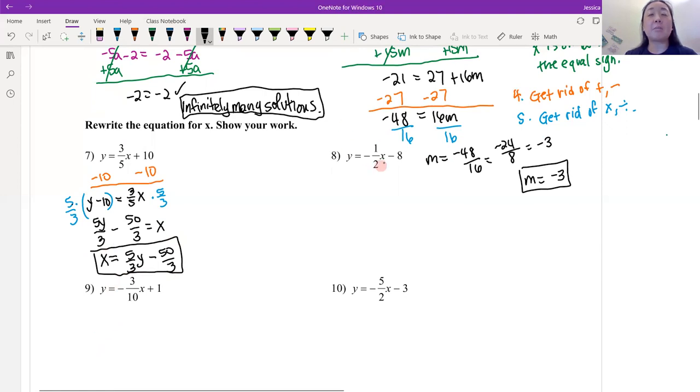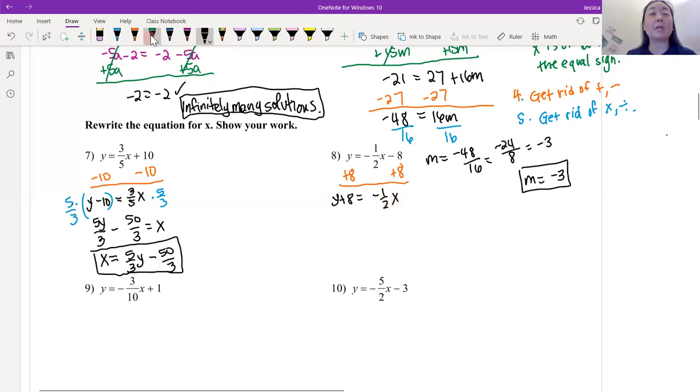So let's take a look at number 8. We're going to do 8 the same way we did number 7. And for number 9 and 10, I'll show you a different way to do that, but it's the same thing. We just break down the steps a little bit. So again, we're going to add 8 to both sides. We're getting rid of the plus or minus, just like how we did above. It's all related. And then we get y plus 8 is equal to negative 1/2 x.